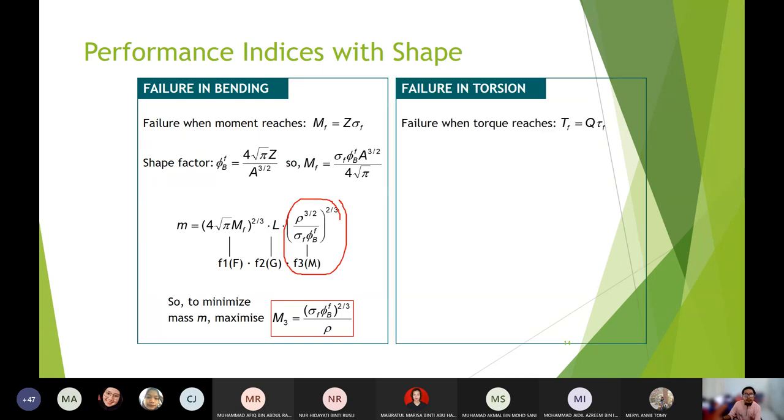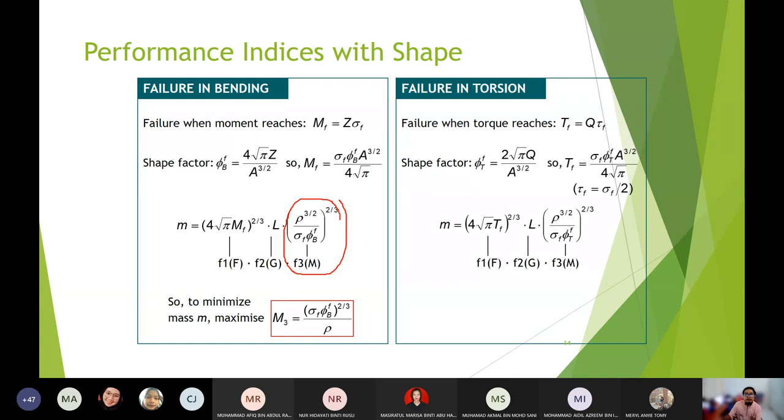Okay, and for torsion, same. So we substitute q here, and then we got this rearranging. Okay, and then this is the final arrangement of the performance index equation. Performance equation. So if we want to minimize the mass m, we have to maximize the value of this.